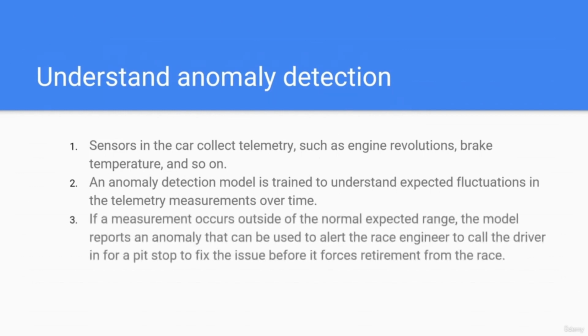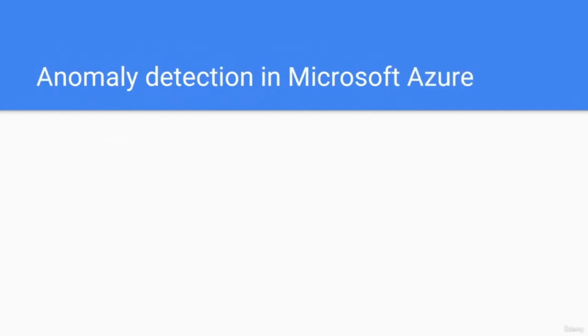If a measurement occurs outside of the normal expected range, the model reports an anomaly that can be used to alert the race engineer to call the driver in for a pit stop to fix the issue before it forces retirement from the race.